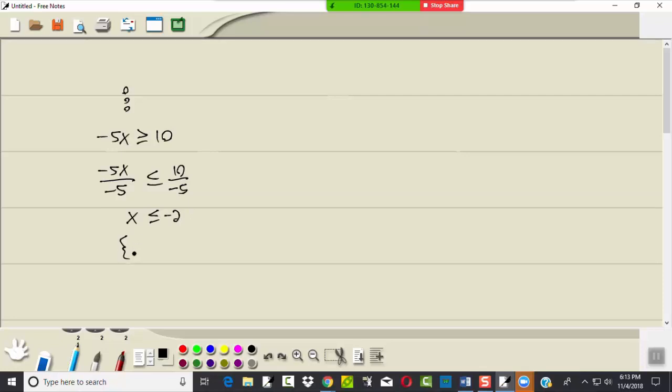Set builder, we put x with a vertical bar, then whatever our answer was. It's a less than, so it's going to negative infinity. Infinities always have parentheses. Specifically, it's a less than or equal to. Whenever you have the line underneath, remember you put a bracket. And then graph-wise, bracket on negative 2, bracket on negative 2. And you shade whichever way it's opening. It's open left, so I shade left. And those would be our different forms of our answers.